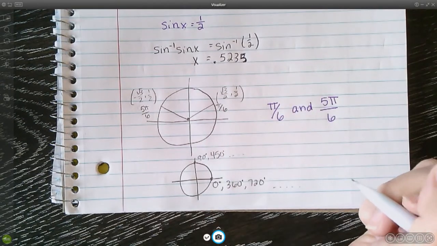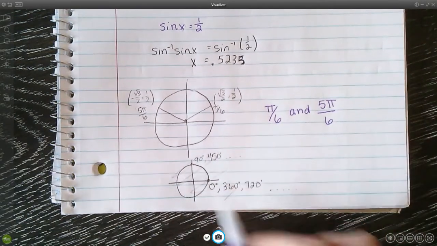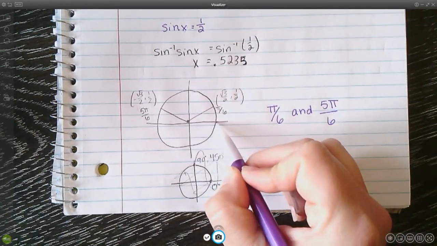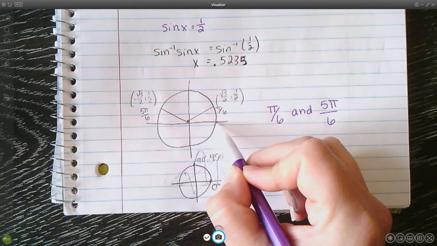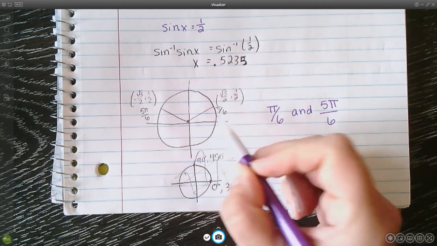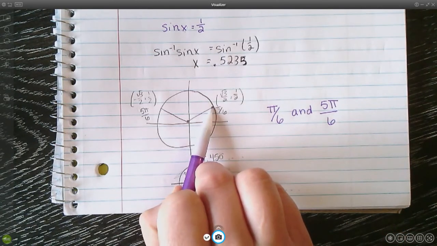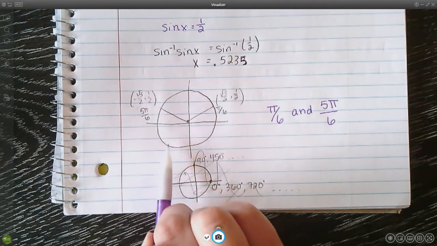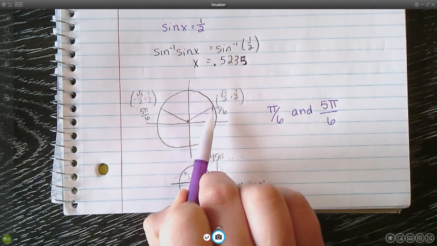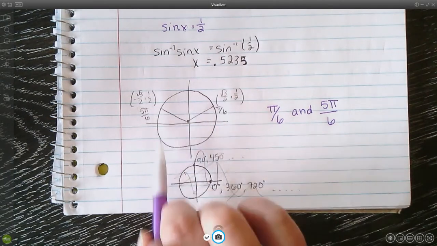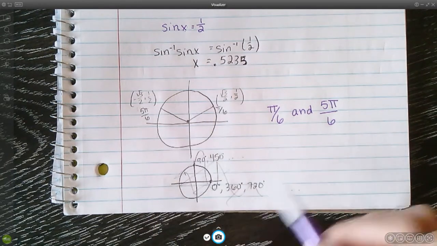Well, it works the same way when we're talking about radians. So let's get rid of this. If this right here is 0 radians, it's also 2 pi radians. It's also 4 pi radians. This right here is pi over 6 radians. But if I go around again, you have to add 2 pi to it. If I go around again, you have to add 2 pi to it. And you can keep going around forever and ever.